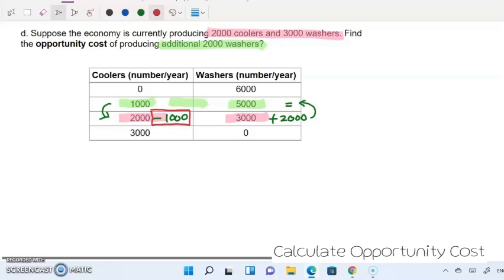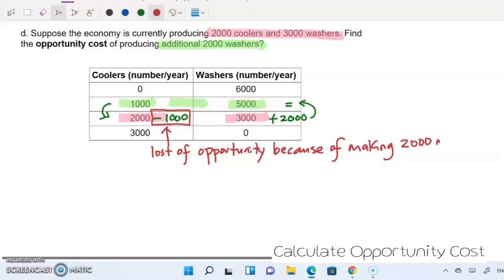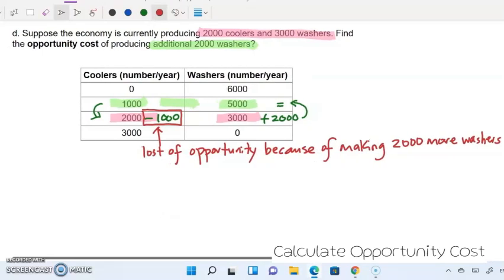And if we look at the number that we had produced before, that was 2,000, the difference is a loss of 1,000 coolers. So that represents the opportunity cost. So the opportunity cost of the 2,000 washers would be the 1,000 coolers which we would have to give up.